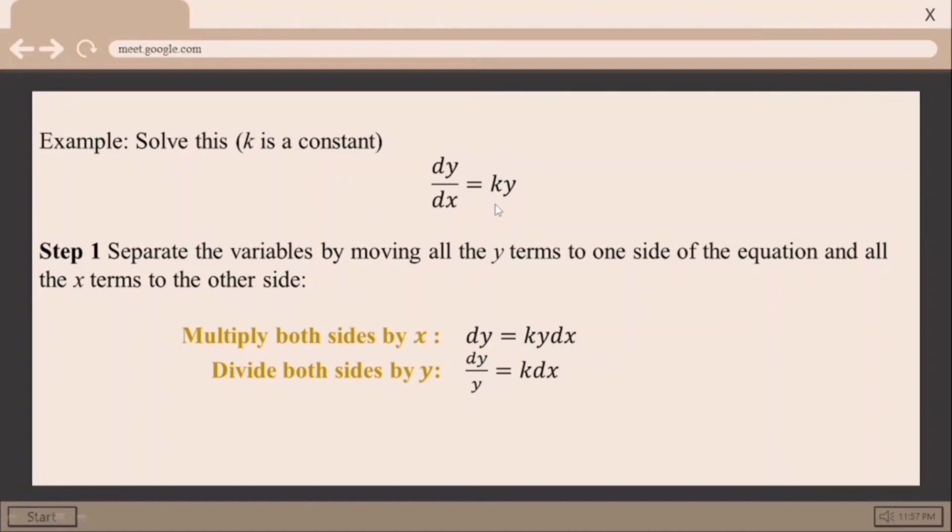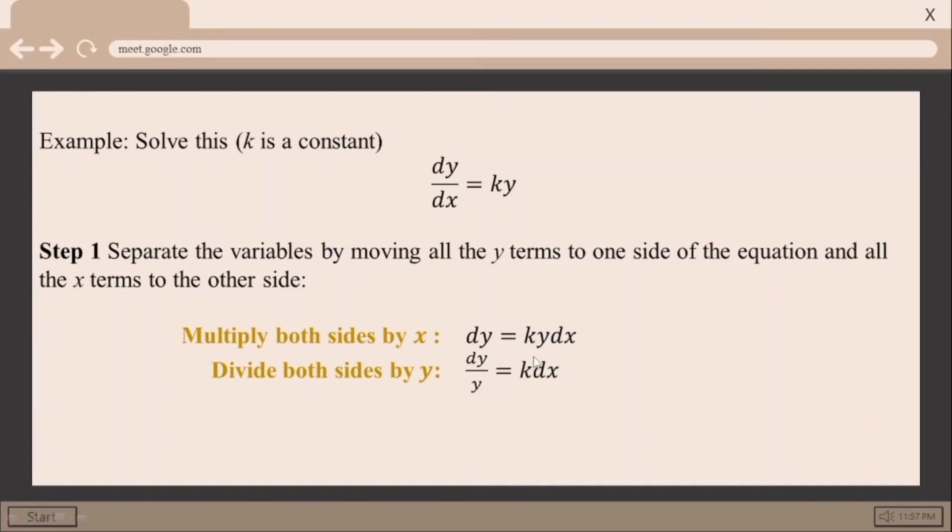We are going to move all the y terms to the left side and all the x terms to the right side. To do that, we are going to multiply both sides by x. So here, the first term, dy over dx, multiplied by x, the denominator dx can be cancelled and the remaining will be dy. And on the other side, we multiply by x or dx, then it will look like this, k times y dx.